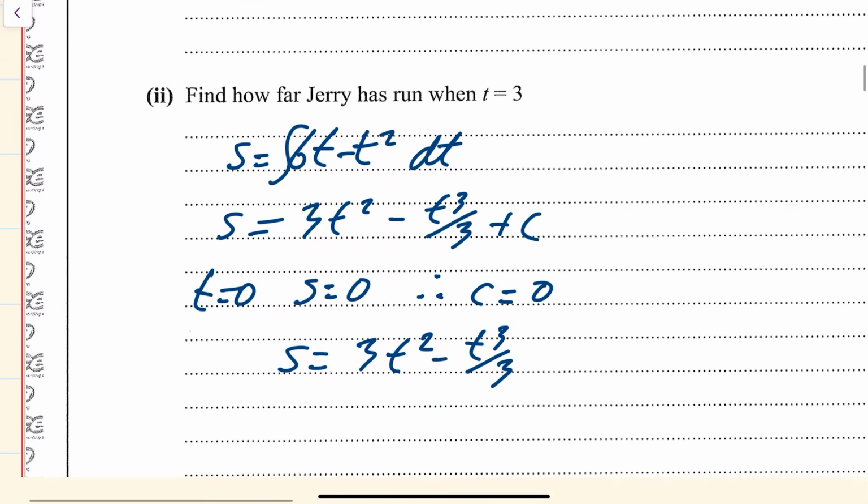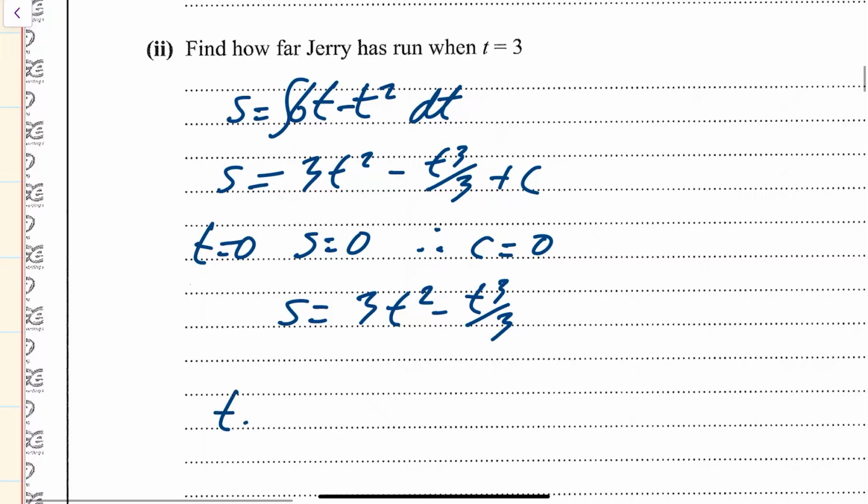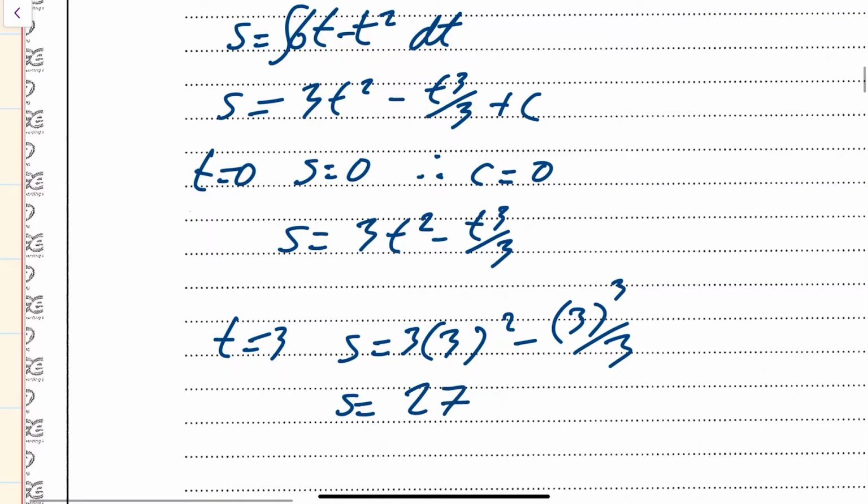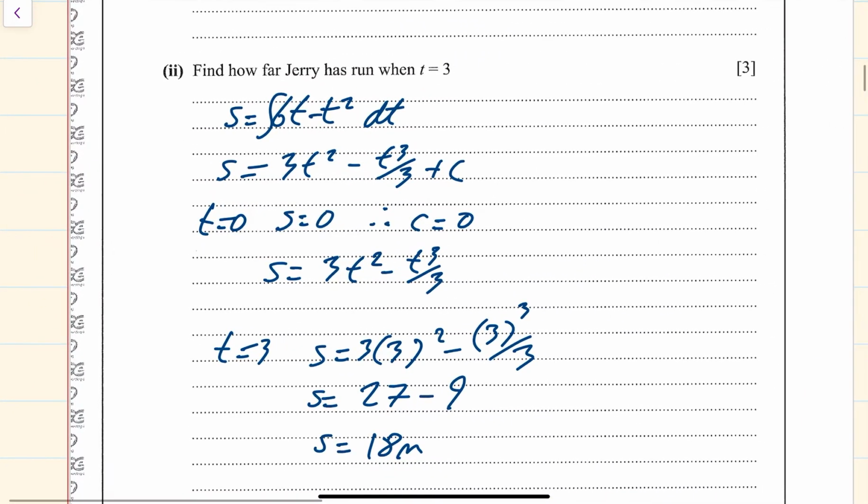And then what we have to do is find how far he runs when t equals 3. So t equals 3, s is equal to 3 times 3 squared minus 3 cubed all over 3, which means your s works out to be 27 minus 9. So s works out to be 18 meters. So Jerry has run 18 meters by the time t is equal to 3.